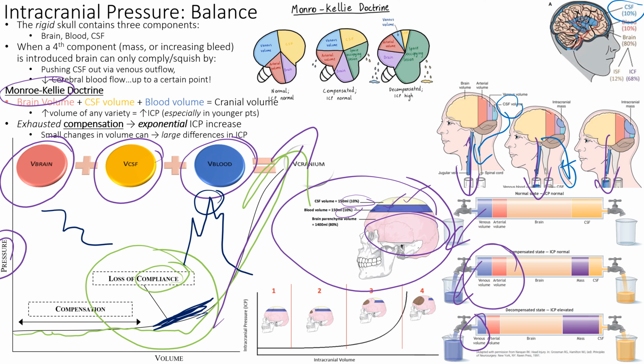So CSF is made at a constant rate of about 150 mLs per day, to about 250 really, somewhere around 200.